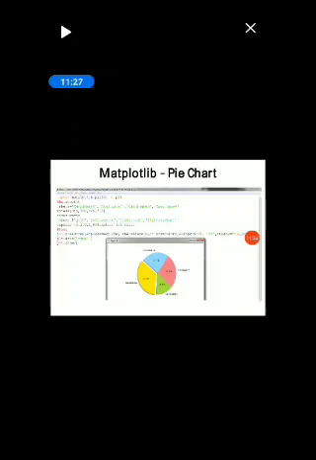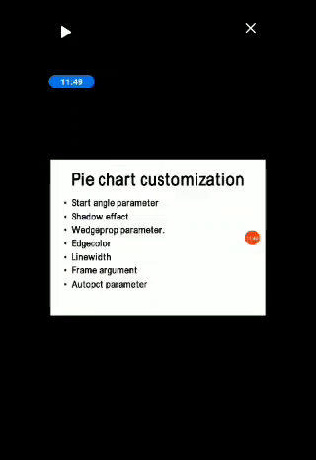Then I'm writing plt.axis equals equal, that will change the default shape of the pie chart from oval to circle, and then I'm writing plt.show, and the output you may see. Now in pie chart we may customize start angle parameter, shadow effect, wedge prop parameter, edge color, line width, frame argument, autopct parameter, etc. So what are these? I'd like to tell you.